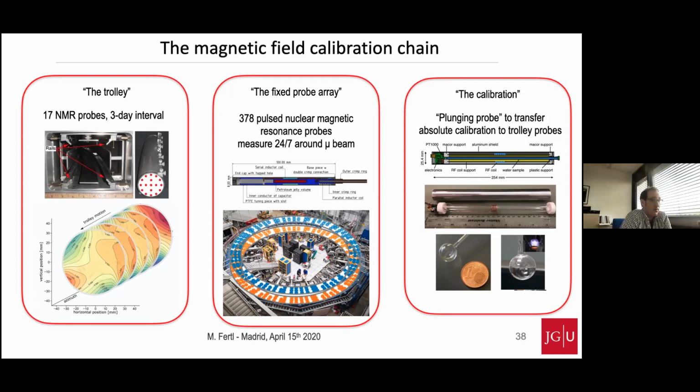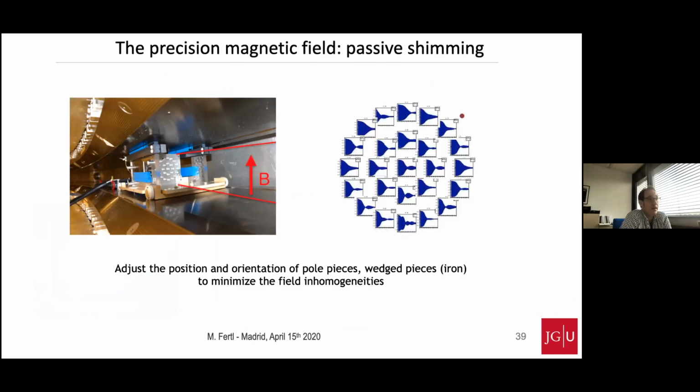But how do we actually obtain the precision magnetic field? I just want to give you some information about that. After we assembled the magnet in the very first place, we put 25 of these NMR probes on this cart that you can see on the left-hand side, and we pulled it around the ring. And so we measured basically what the inhomogeneity level of the magnetic field is.